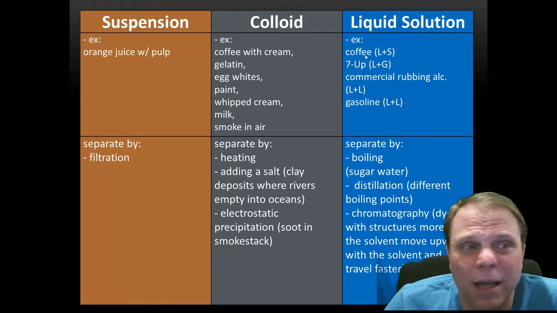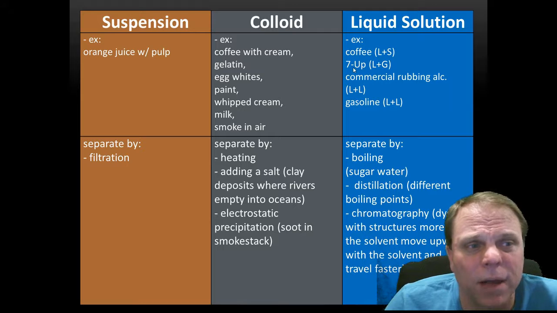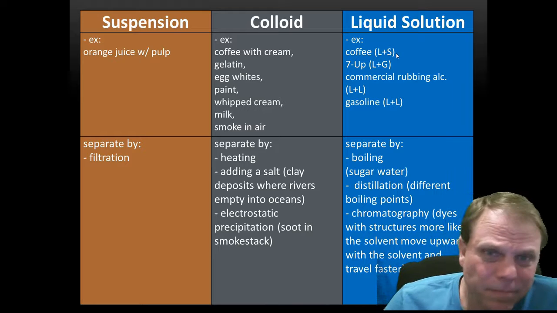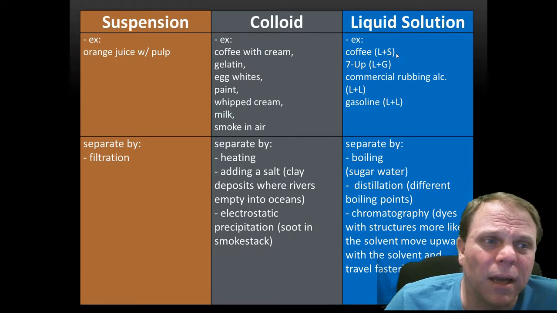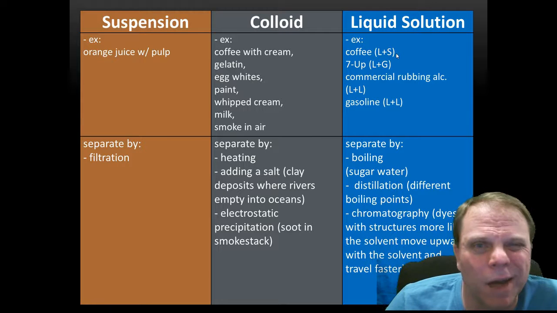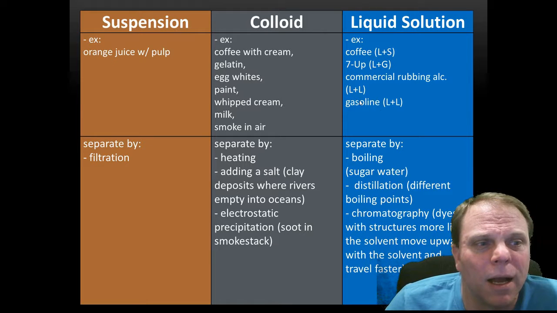Things like coffee, right, has a little liquid and solid. 7-Up has got liquid and gas, right? The carbon dioxide gas. What's the solid in coffee? Well, you're talking about the components that make coffee up, right? So you put the liquid and then the coffee grinds together, and then all of a sudden you end up with these little tiny solid pieces that are now dissolved into the coffee. Gasoline, two liquid things dissolving in with each other.